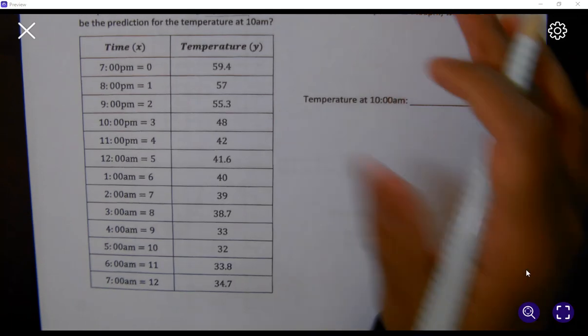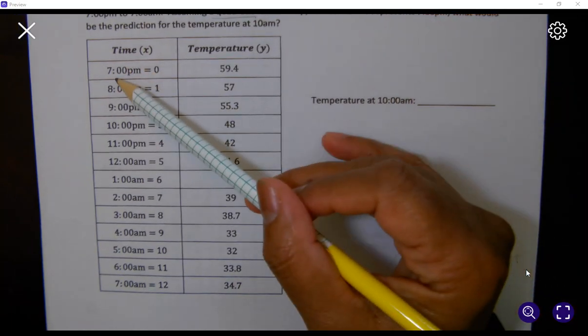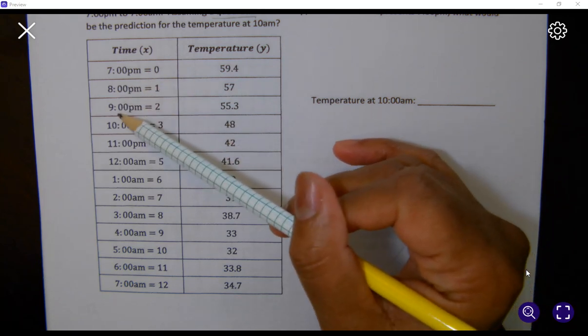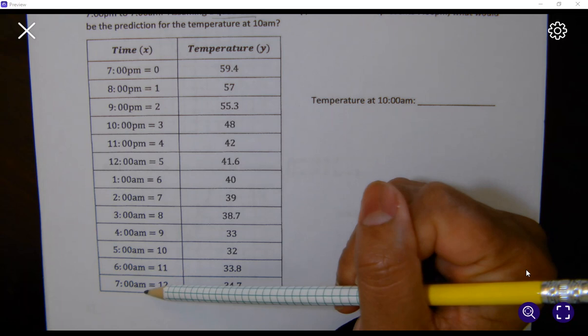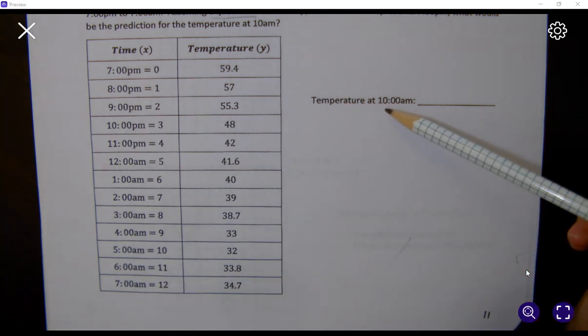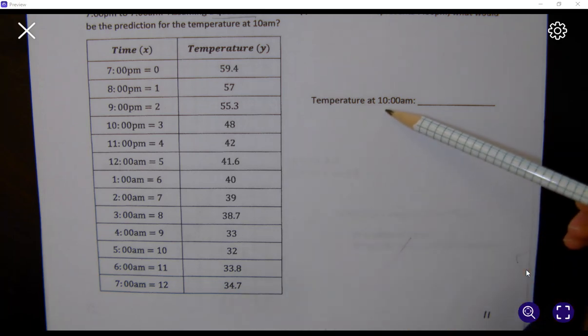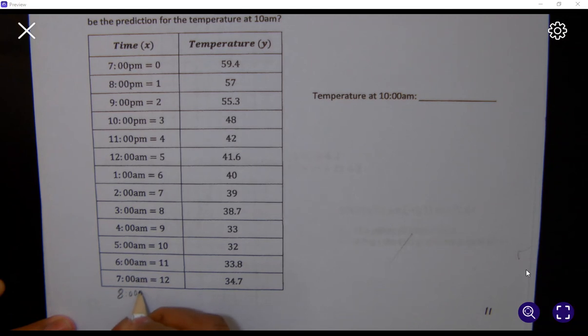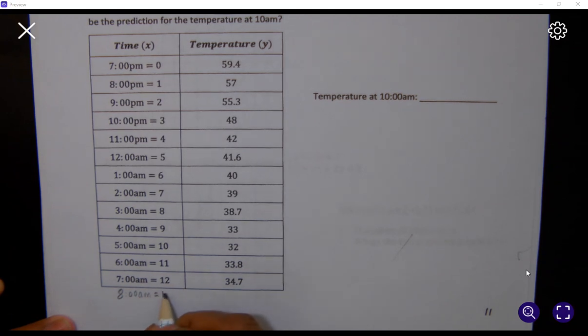So what this is saying is, at 7 p.m. it's 0, the next hour is 1, and then 2, and so on, all the way up to 7 a.m., which is 12. But we want to look at what it is if this keeps going to 10 a.m., so 8 a.m. would have to be equal to 13, 9 a.m. is equal to 14, and then 10 a.m., which is what we want, is equal to 15.